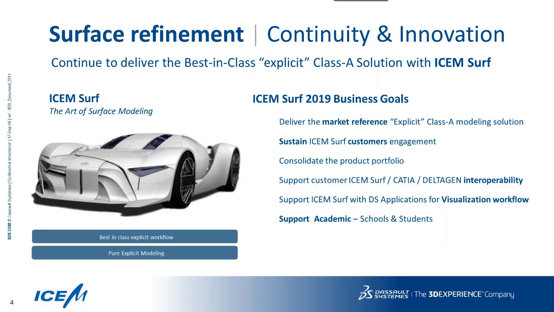So, for continuity and innovation, we intend to continue to deliver the best-in-class explicit Class A solution. It is the reference for surfacing, and we plan to continue our customer engagement. We get our enhancement requests from our customers. We wish to consolidate the product portfolio and improve the interoperability between our products like CATIA and DeltaGen. We are very keen to support our academic customers, pushing it for students. So that's very important to us also.